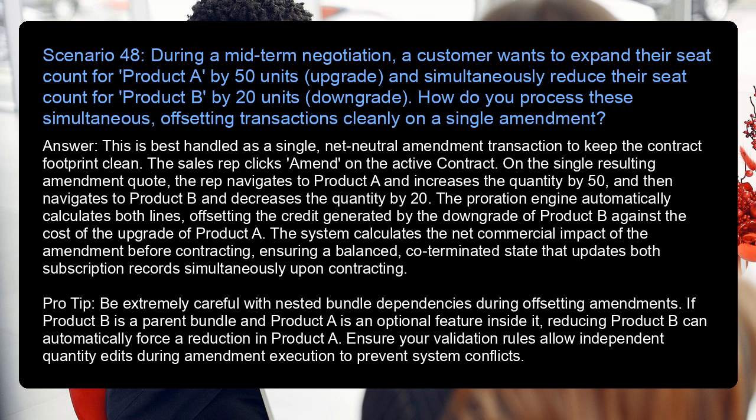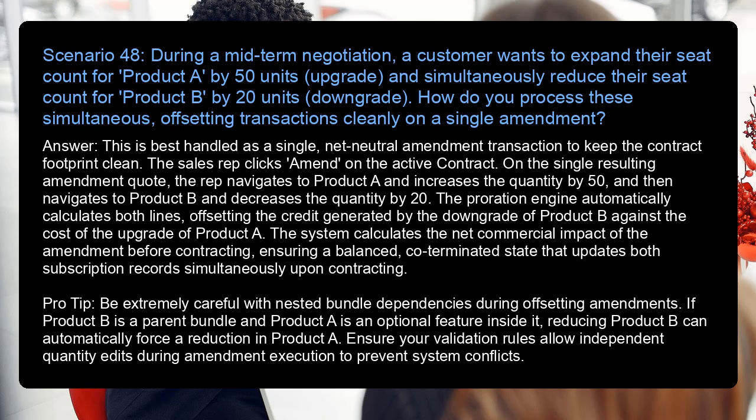The proration engine automatically calculates both lines, offsetting the credit generated by the downgrade of product B against the cost of the upgrade of product A. The system calculates the net commercial impact of the amendment before contracting, ensuring a balanced, co-terminated state that updates both subscription records simultaneously upon contracting.